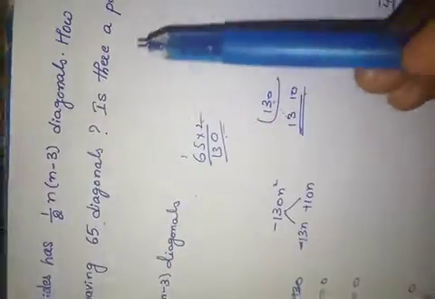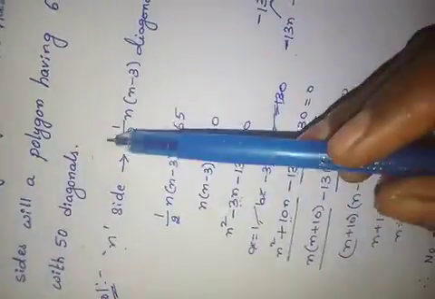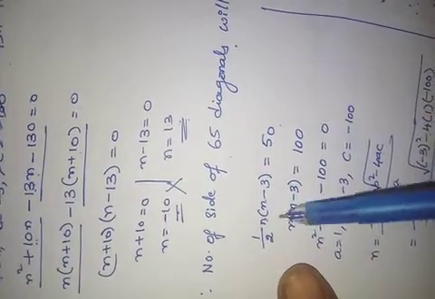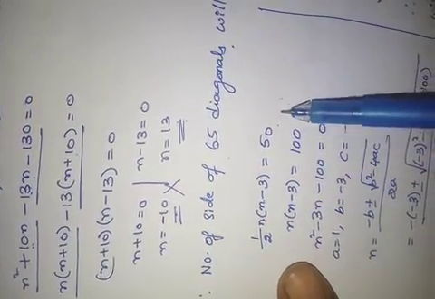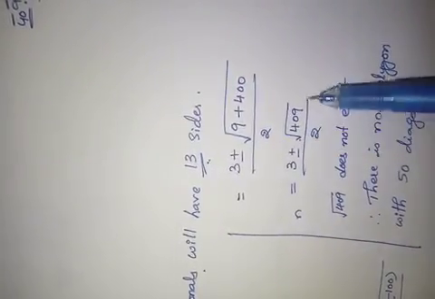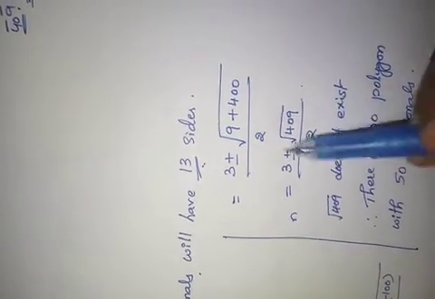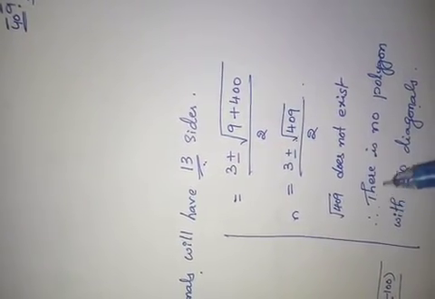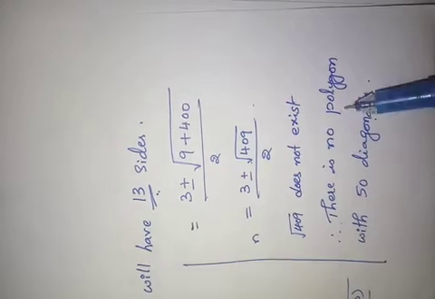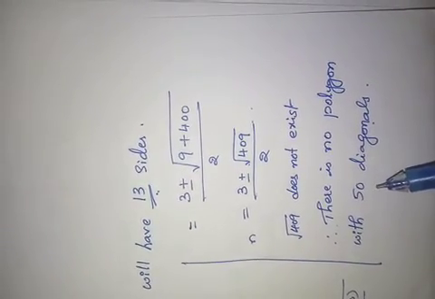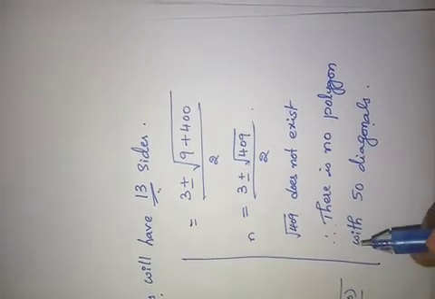And one more thing, what they ask, is there a polygon with 50 diagonals? Let us check. Is there a polygon with 50 diagonals? I am substituting equals to 50 in the same formula. By solving it, I got the root value, which does not exist. Root 409 does not exist. Means I will not get any single value. Therefore, there is no polygon with 50 diagonals. That's all. Problem is completed. Easy problems, no? Did you understand?